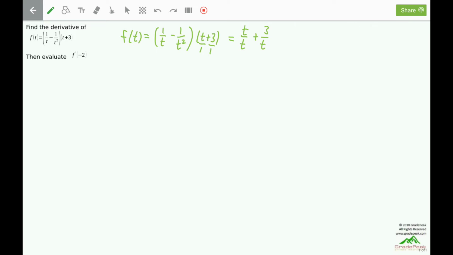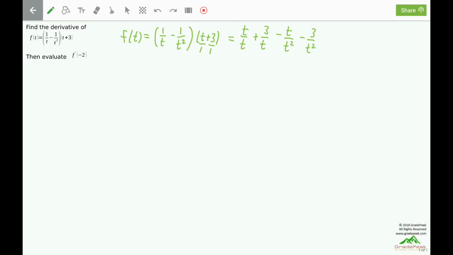Inside, negative 1 over t squared times t over 1. Negative 1 times t is negative t in the numerator. T squared times 1 is t squared in the denominator. Last, negative 1 over t squared times 3 over 1. Negative 1 times 3 is negative 3 in the numerator. T squared times 1 is t squared in the denominator.